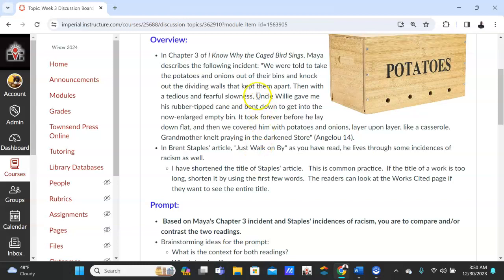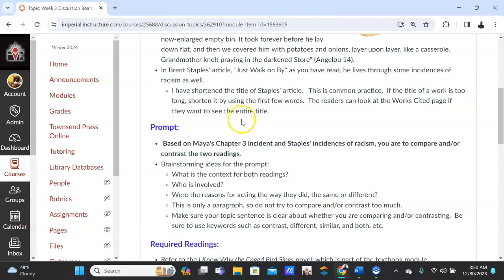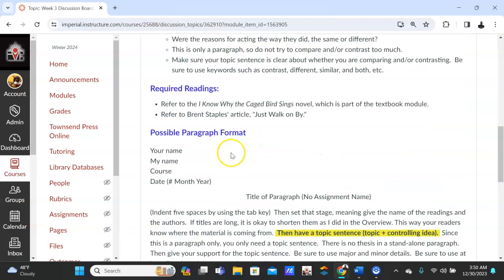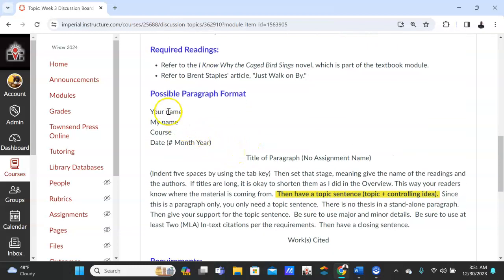So what I want you to do is take the incident with Uncle Willie from I Know Why the Caged Bird Sings and the Staples article and compare and contrast them. Now remember, this is just a discussion board post, so it's only going to be a paragraph. Just hone in on one comparative or one thing that's different. All right, and then here are the required readings. How will you set your paragraph up?